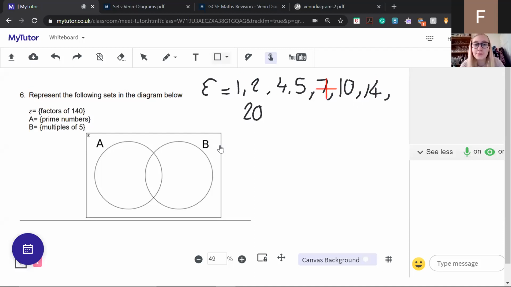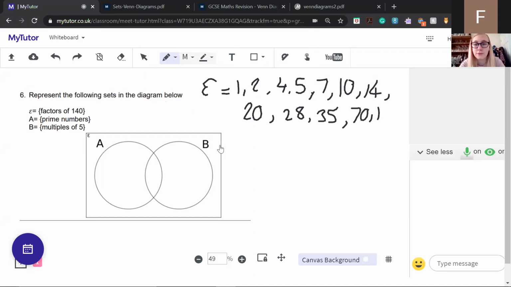So 7 is multiplied by 20, so 20 is a factor. 5 is multiplied by 28, so that's a factor. 4 is multiplied by 35, so that's a factor. 2 is multiplied by 70, and 1 is multiplied by 140. So once you've listed up to some that multiply, you can count back up, if that makes sense. That's just a quick way of listing factors.